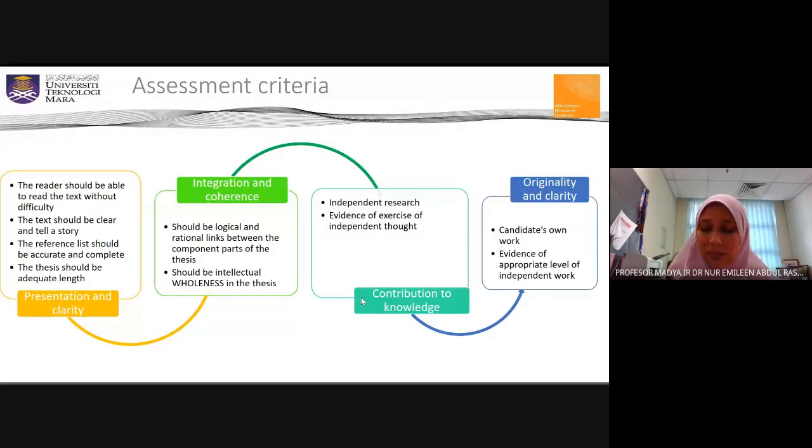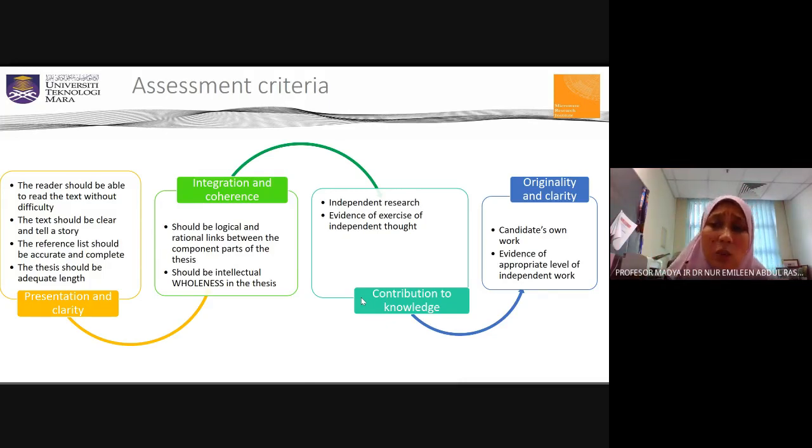Mungkin dia it's okay to have like, macam you work in a group and then group ni, orang ni buat ni, orang ni buat ni, tapi mesti walaupun you ada using data from the first person ni, you kena tahu juga macam mana dia buat. Okay, evidence of exercise independent thoughts. So ini bila you buat analysis, then you know lah macam mana dia analyse benda tu.